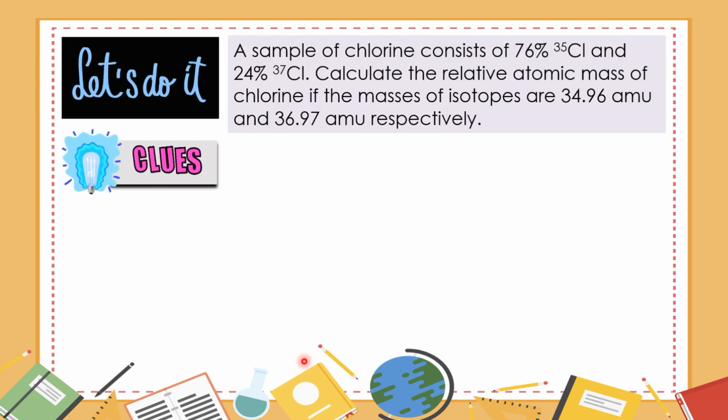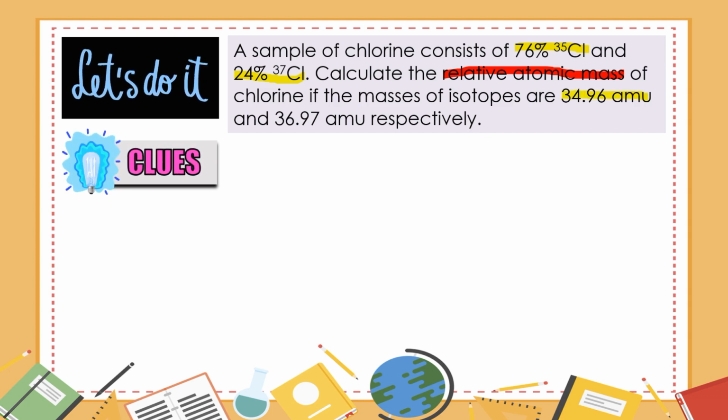Okay, next question. Let's take a look at the next question. A sample of chlorine consists of 76% chlorine-35 and 24% chlorine-37. The question asks you to calculate the relative atomic mass, and the mass for each isotope is already given to you. For chlorine-35, the mass is 34.96 amu. As for chlorine-37, the isotopic mass is 36.97 amu.